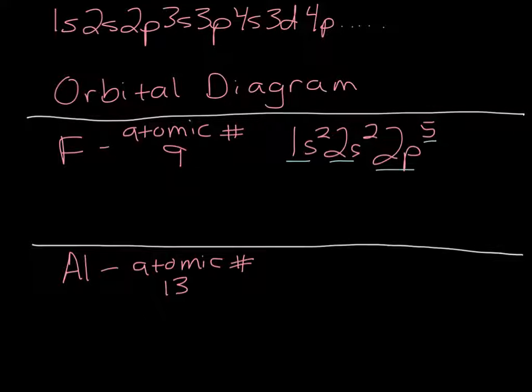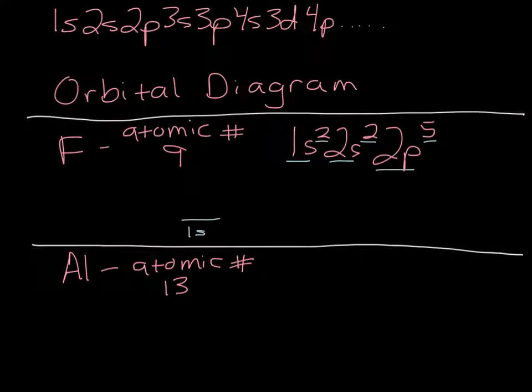And you double check that you did it right when you add up all the little numbers, the superscripts, and 5 plus 2 plus 2 makes 9. That's fluorine's atomic number. So we have 9 electrons. Now we're going to do what's called an orbital diagram. An orbital diagram is a visual way to show where those electrons are.